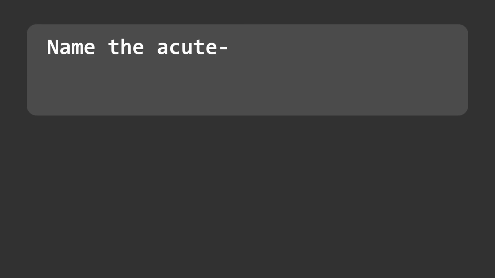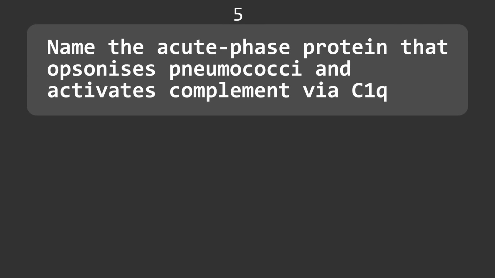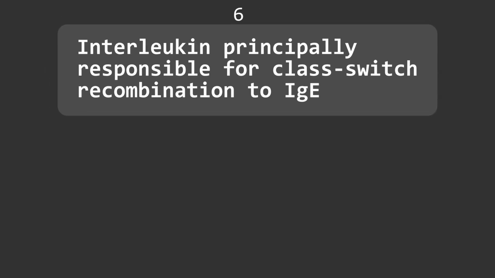Name the acute phase protein that opsonizes pneumococci and activates complement via C1q. C-reactive protein. Interleukin principally responsible for class switch recombination to IgE? IL-4.